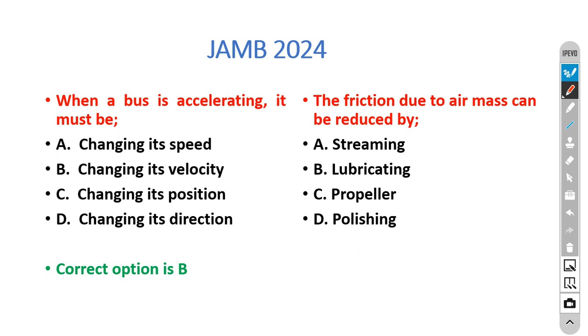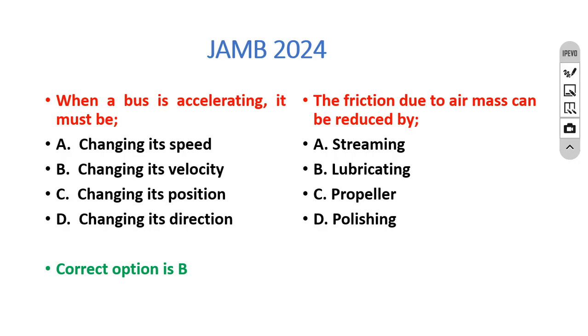This one says the friction due to a mass can be reduced by streamlining. You cannot lubricate friction due to a mass, or propelling, or use polish. So the correct option is option A.